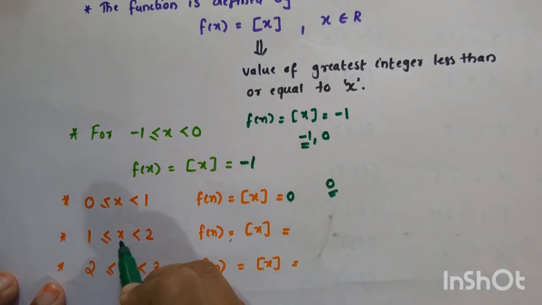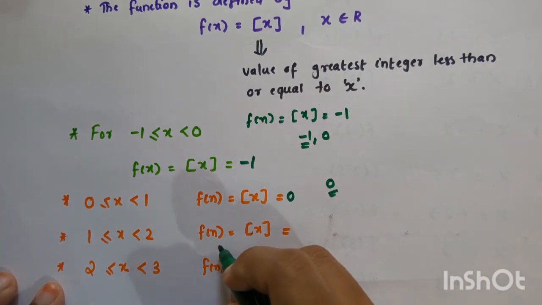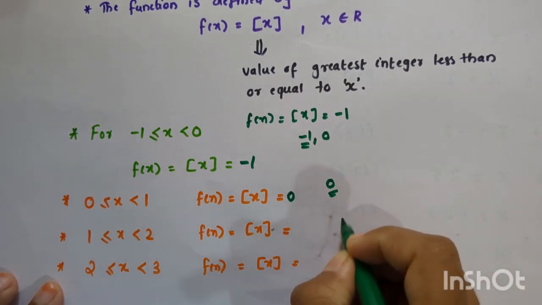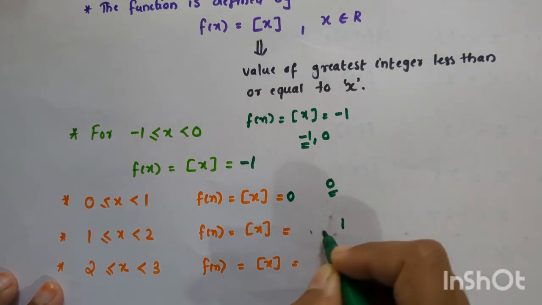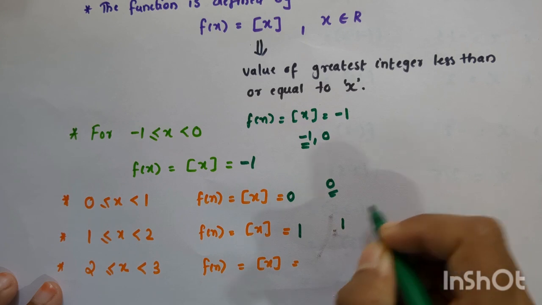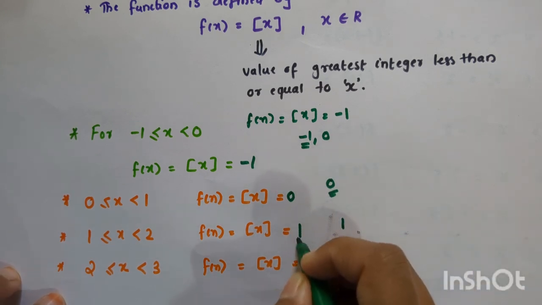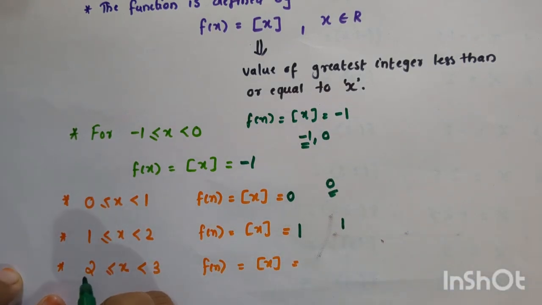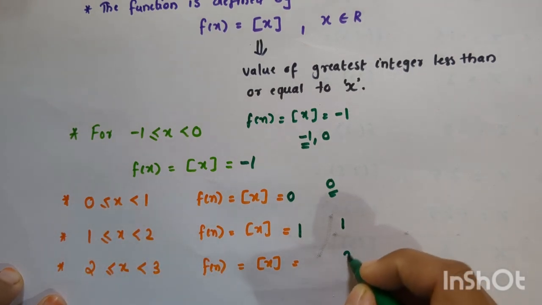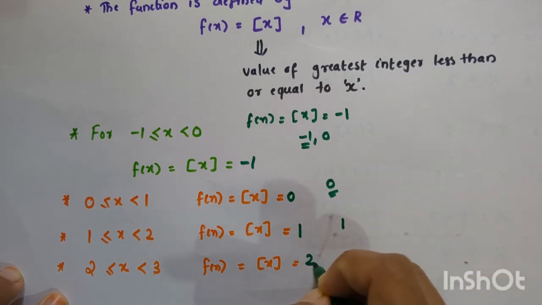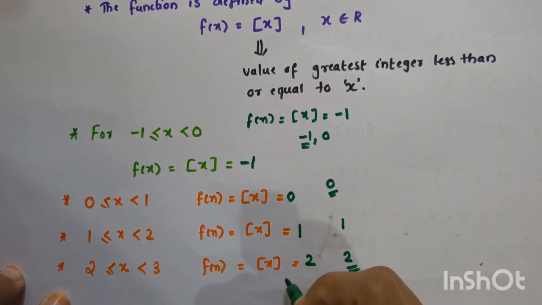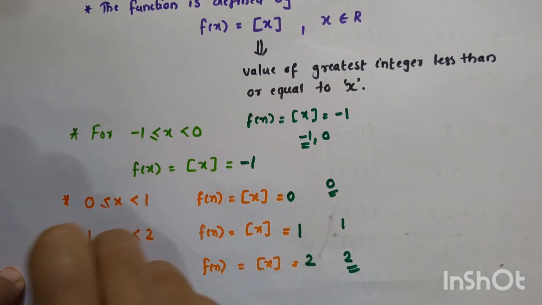For 1 less than or equal to x less than 2, what about f of x? x can be equal to 1, or greater than 1 but less than 2. No other integer is present between 1 and 2, so the only value is 1. Now, for 2 less than or equal to x less than 3, x can be equal to 2, or greater than 2 but less than 3. No other integer is present, so only 2 is possible. So f of x is equal to 2. This is how we find the greatest integer function.